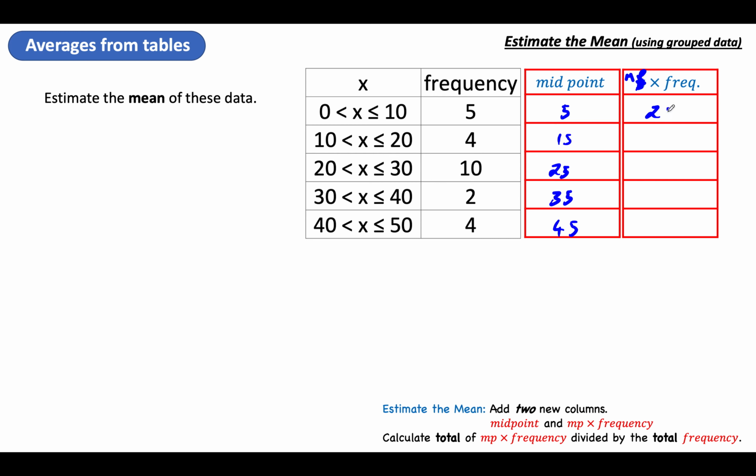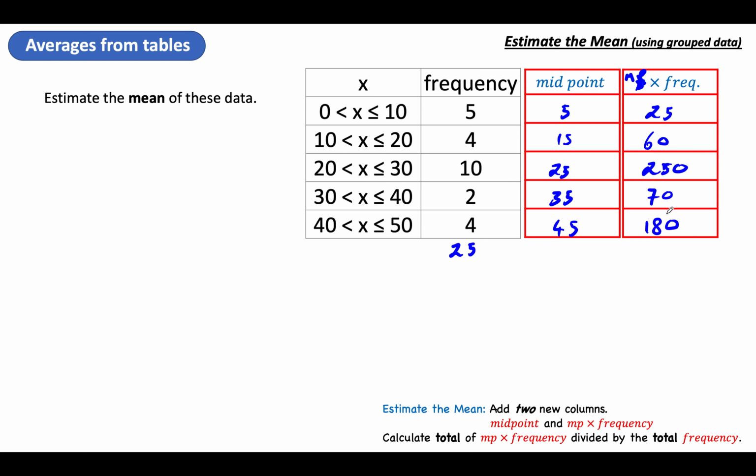5 5s are 25. 4 15s are 60. 10 times 25 is 250. 2 lots of 35 is 70. And 4 lots of 45 is 180. I need to know the totals of those two important columns then. So the total of the frequency is, I think, 25, but let's just double check. Plus 2 plus 4 is 25.